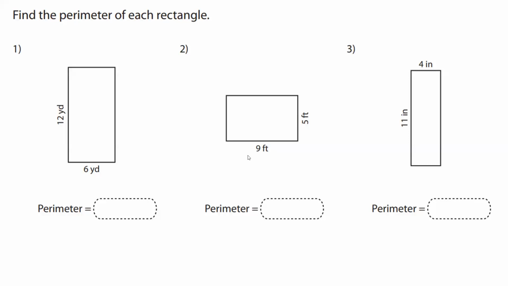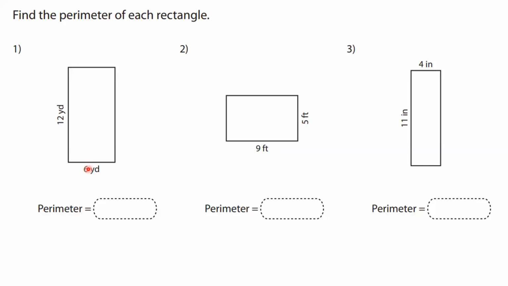The perimeter of a shape is defined as the total length of its boundary. So the total length, basically it's the distance around the shape, right? Yes, sir. Not just the distance of two sides. The distance around the whole shape. Okay. So you can't just add 12 and 6 and tell me that's the perimeter.